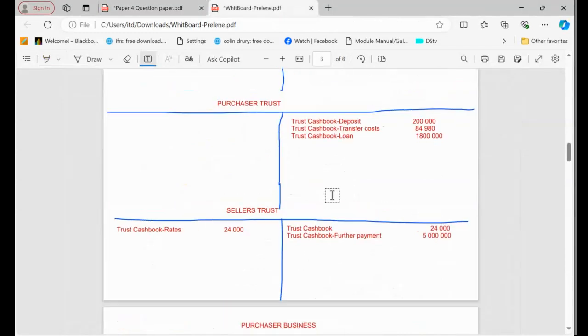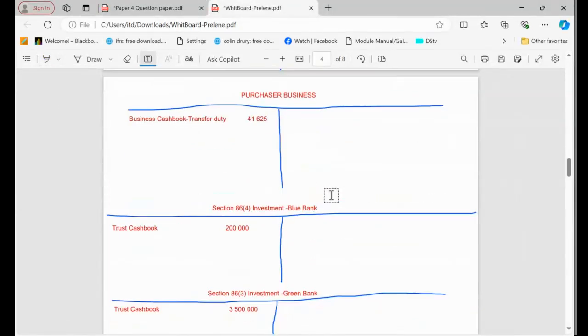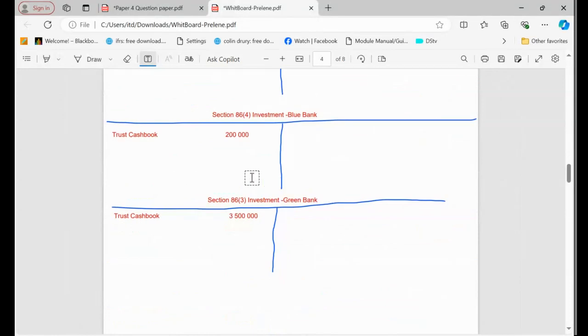Let's go to the investment. We close them up. So for us to close up this investment, it means we must come on this side. It means the money will be received into the TCB, which is how much? 200,000. Okay. The same applies to this one.